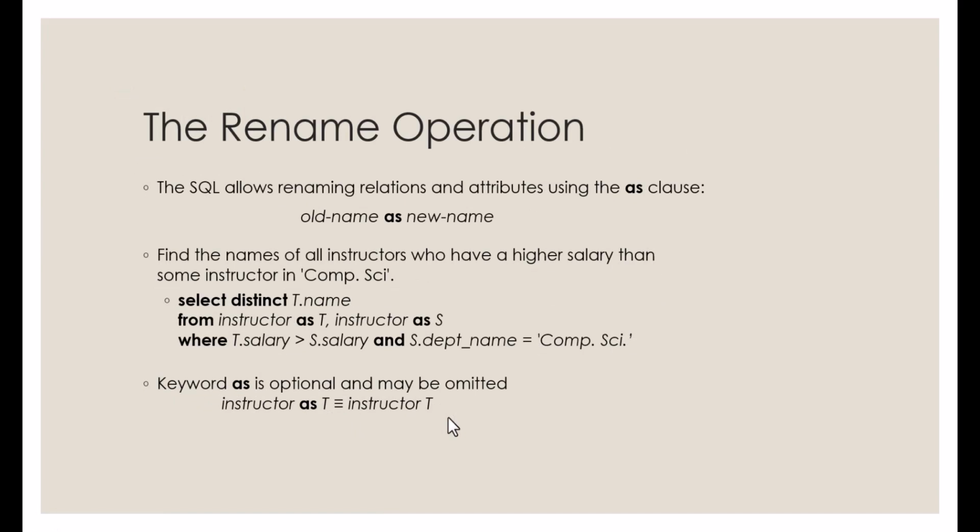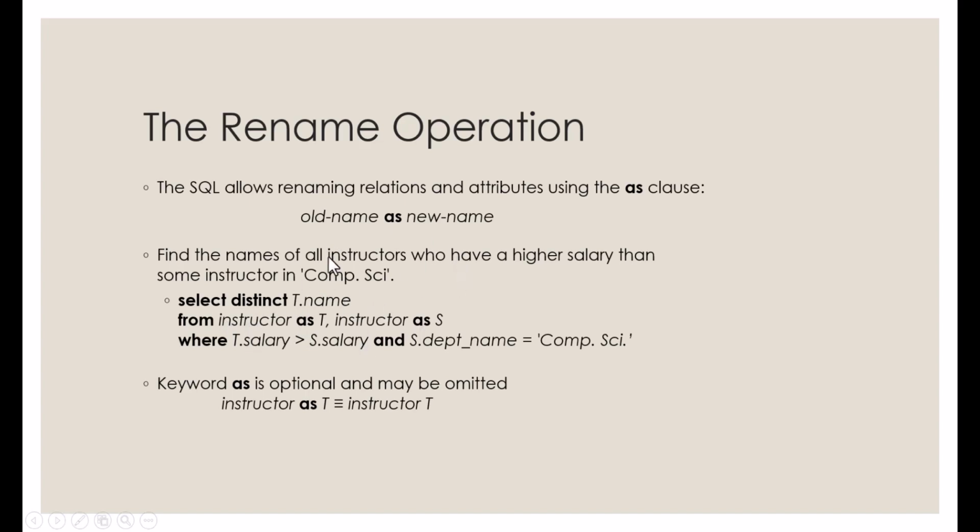Okay, you can use the rename operator. We have done this in relational algebra, right? It was the rho symbol. Here, it's just the keyword as, which is easier. So you have the old name, then the keyword as, which is bolded, and then the new name. Here I'm doing select distinct t.name from instructor as t. So we are doing a Cartesian product between instructor and instructor.